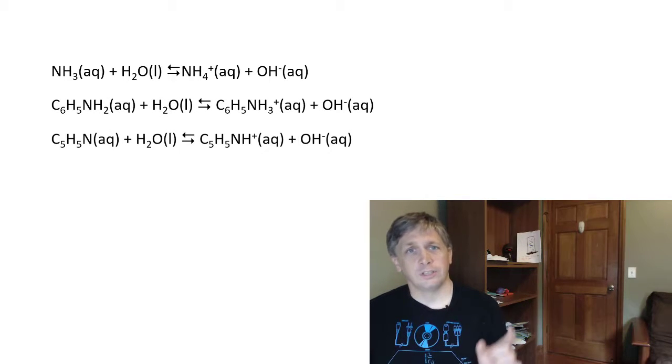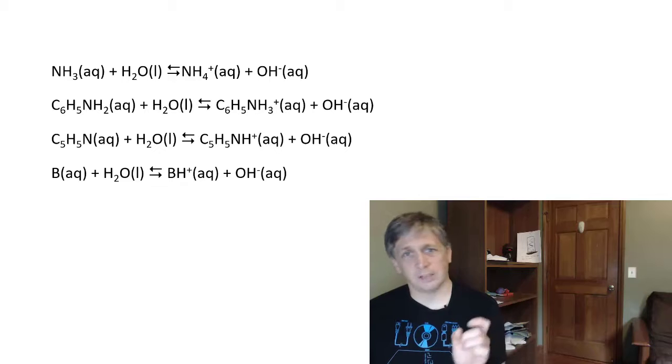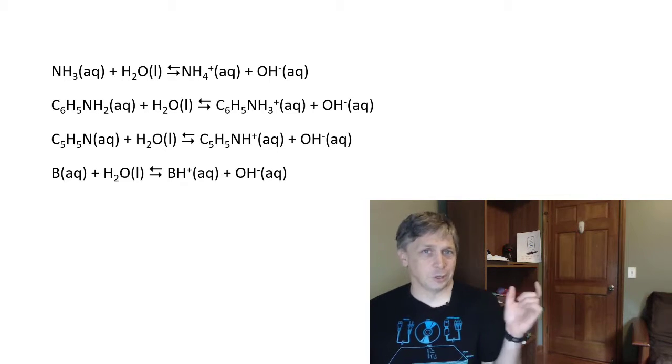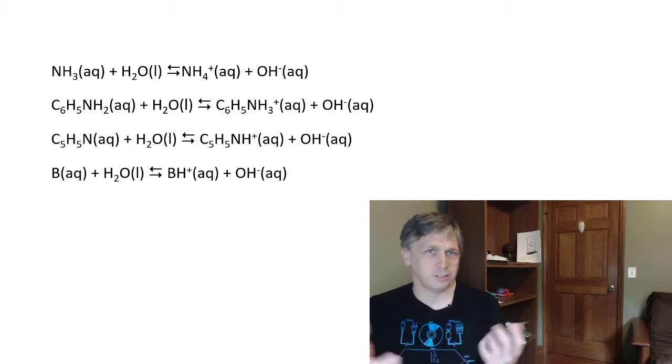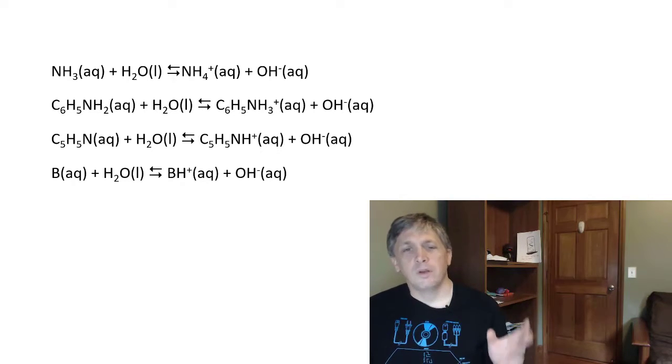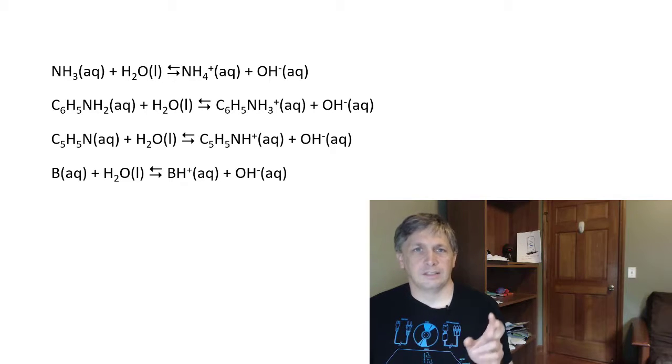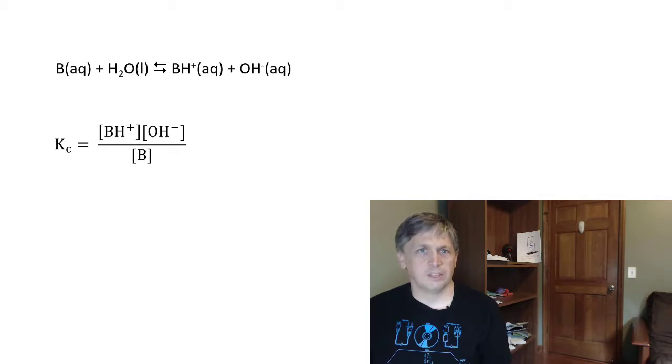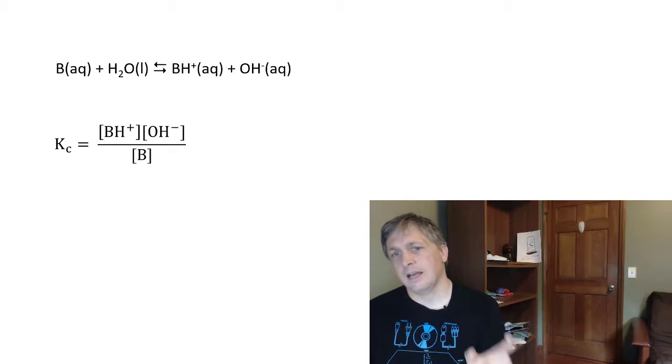reaction, which is the base, whatever it is, reacts with water to give you the conjugate of that base, which is just the original formula plus a H plus somewhere, and hydroxide. So if every Bronsted base follows the same generic type of reaction, it's going to have the same generic type of equilibrium constant. The conjugate acid times hydroxide over the original base. Remember, we don't include liquids in equilibrium constants, or solids for that matter.